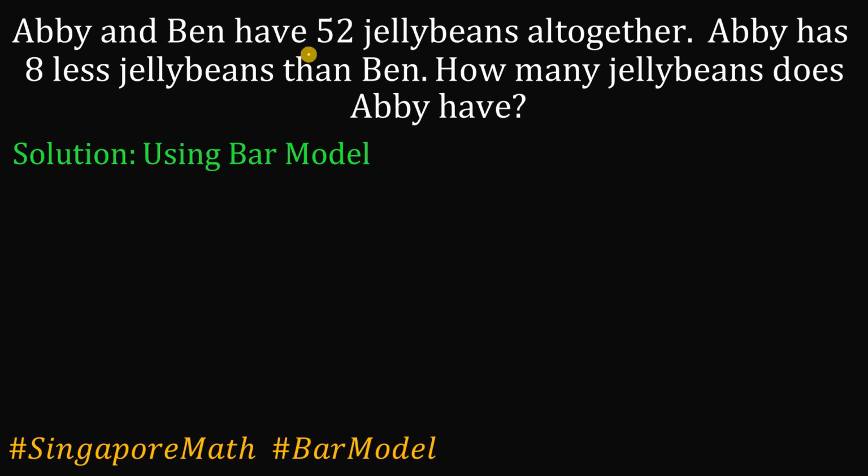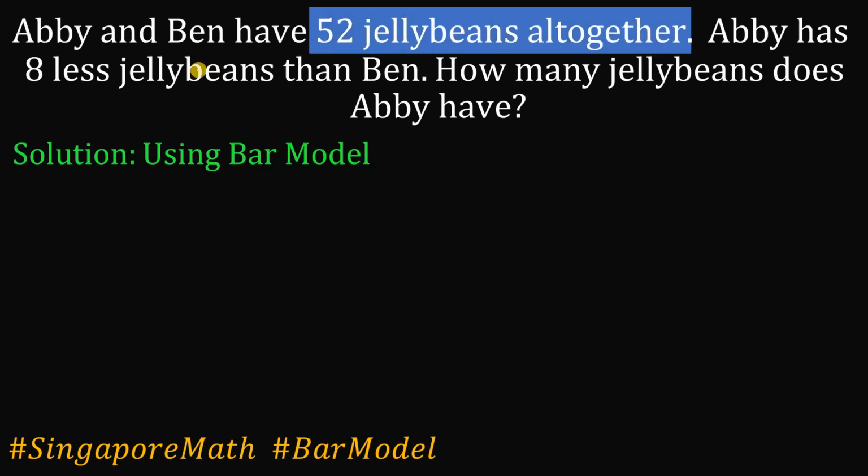Abby and Ben have 52 jelly beans altogether. So we know if we combine the jelly beans of Abby and jelly beans of Ben, we get 52 jelly beans altogether. Now, the next is Abby has 8 less jelly beans than Ben. Then the question is how many jelly beans does Abby have? So we want the number of jelly beans Abby has.